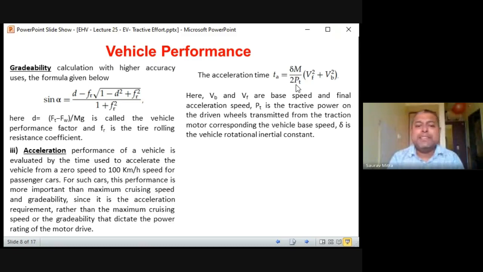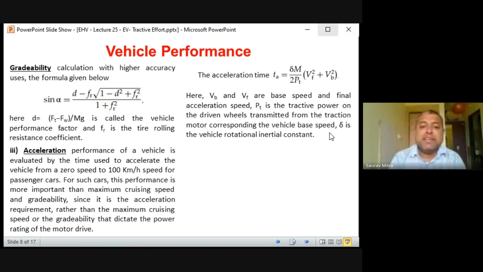Okay, m is the mass of the vehicle, Pt is the tractive power. So Ft is the tractive energy, Pt is the tractive power, energy divided by time is equal to power. So Pt is the tractive power on the driven wheels transmitted from the traction motor corresponding to the vehicle base speed. So at Vb, we are finding how much Pt is.